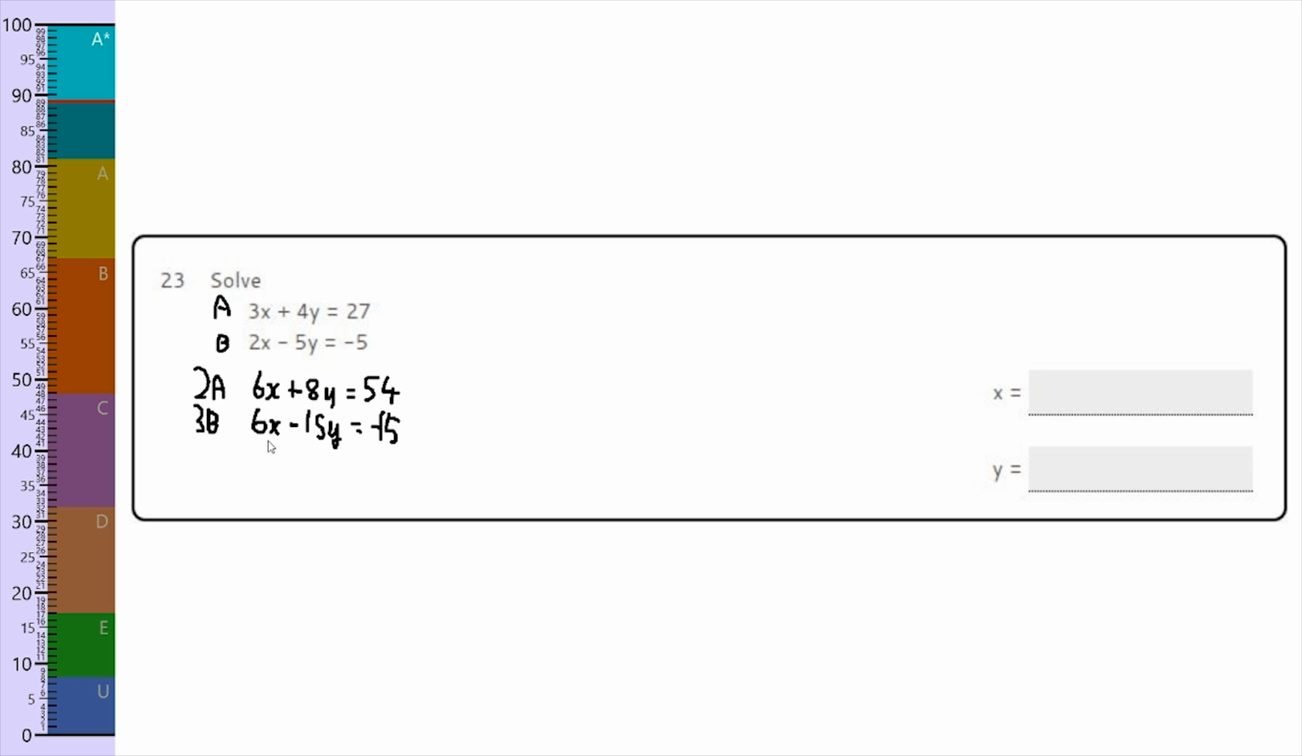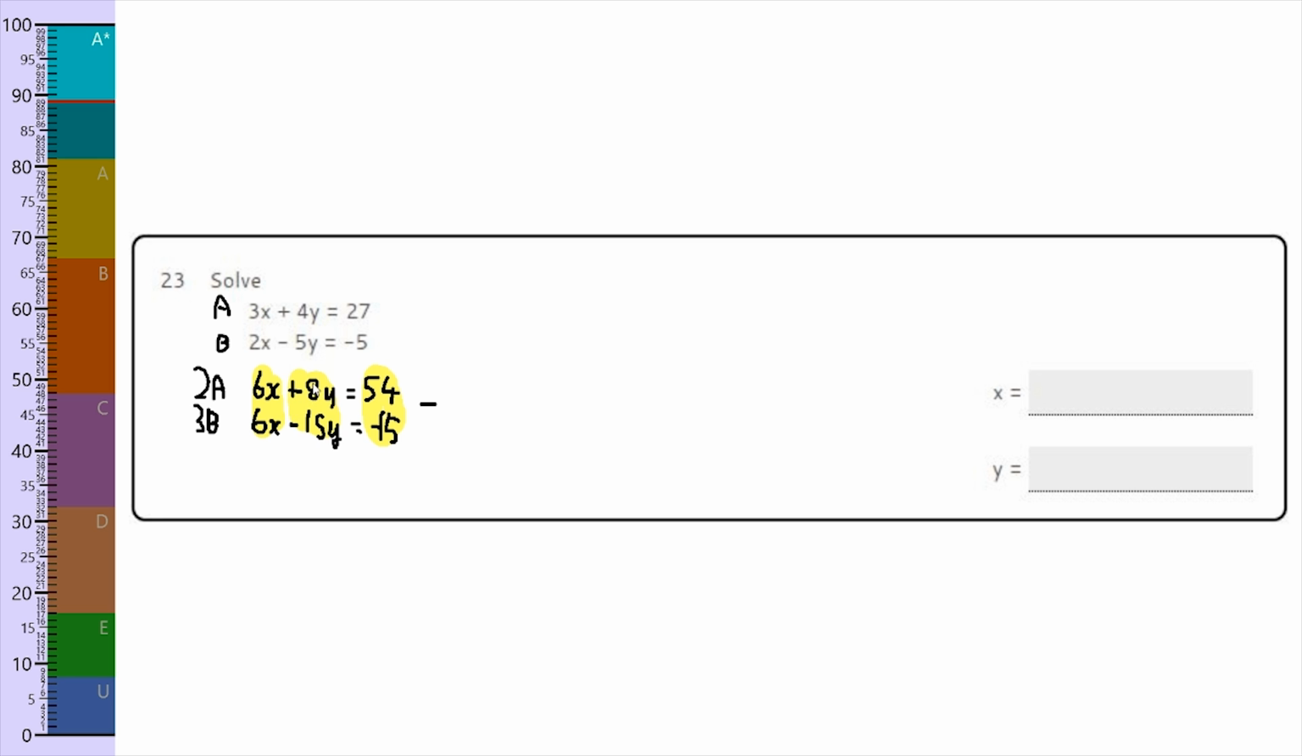Okay, now we go downwards. Now if I show this with highlights, we're going downwards now. So to do this, I need to get rid of x's, that's why I got them the same, to get rid of them. To get rid of them, if I added them I'd get 12x, well I wouldn't get rid of them, so I need to take them away. So I need to take all these things away. 6x take away 6x is 0, that's the whole point.